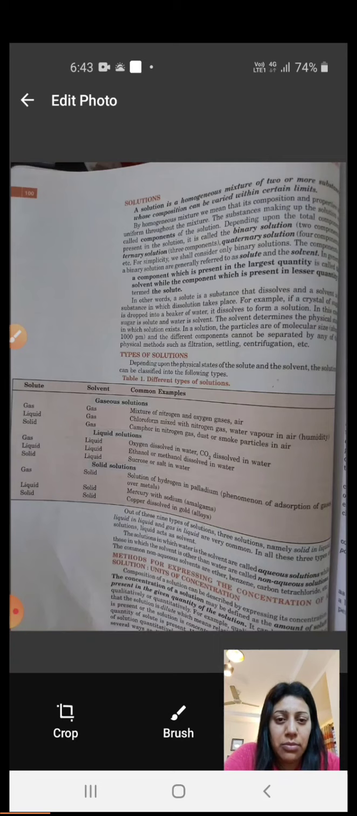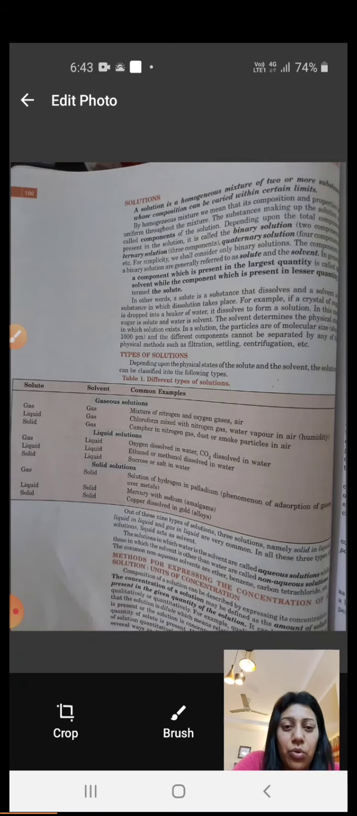Gas in gas, example is a mixture of nitrogen and oxygen gases. Liquid in gas, chloroform mixed with nitrogen gas. Chloroform is in liquid form and the formula is CHCl3. Next one is solid in gas, like camphor and nitrogen gas.